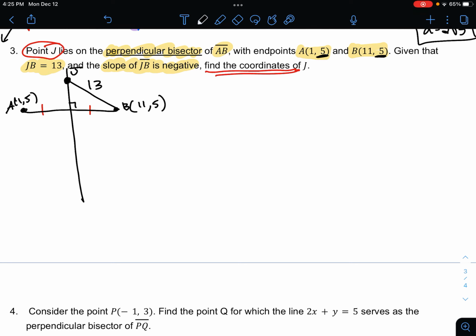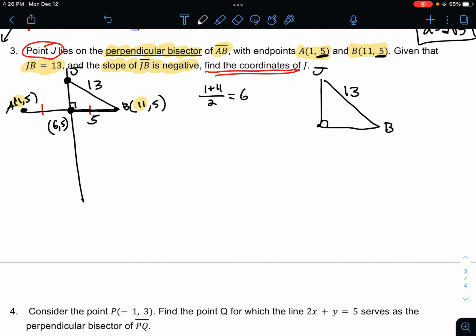And now I notice that I have a right triangle. I know the hypotenuse is 13, and because AB is a horizontal segment, I can find the middle of the x's. The middle of 1 and 11 is (1 plus 11) over 2, which gives us 6. So this midpoint here is at (6, 5), and that tells me that the leg of this triangle is the difference between 11 and 6, which is 5 units. So essentially, I have this right triangle with B, J, and some midpoint coordinate.